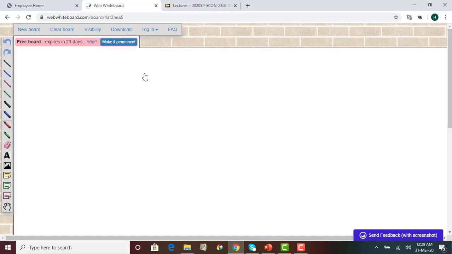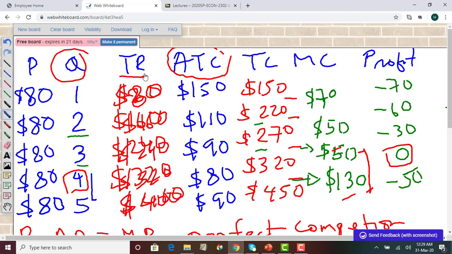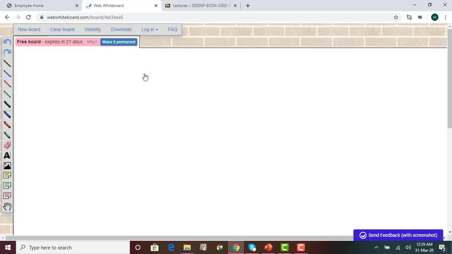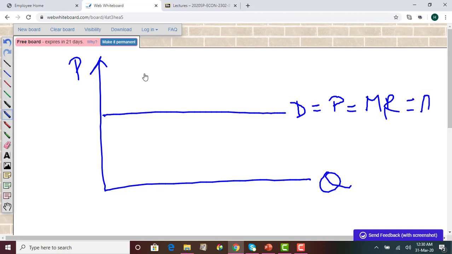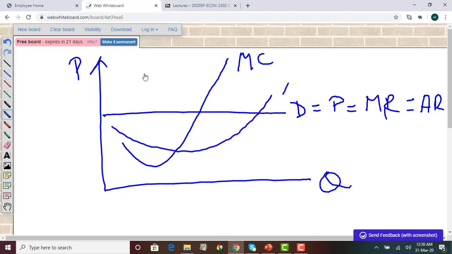Okay, I also wanted to show you a graph of this, especially in the short run, how will the firm operate. So we have again quantity and price. Then we know that the demand curve is horizontal, which is equal to your price, which is equal to your MR, and it's also equal to your AR, or average revenue, under perfect competition. Then we know the marginal cost curve looks like this. So that's your marginal cost curve. And let's say this is your average variable cost curve, and this is your average total cost curve.